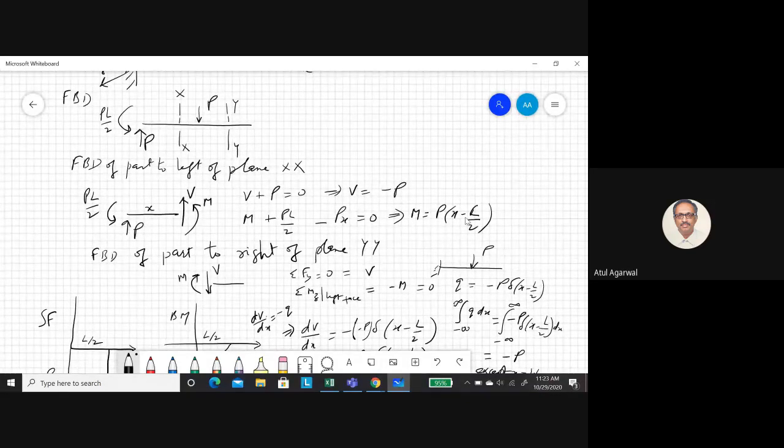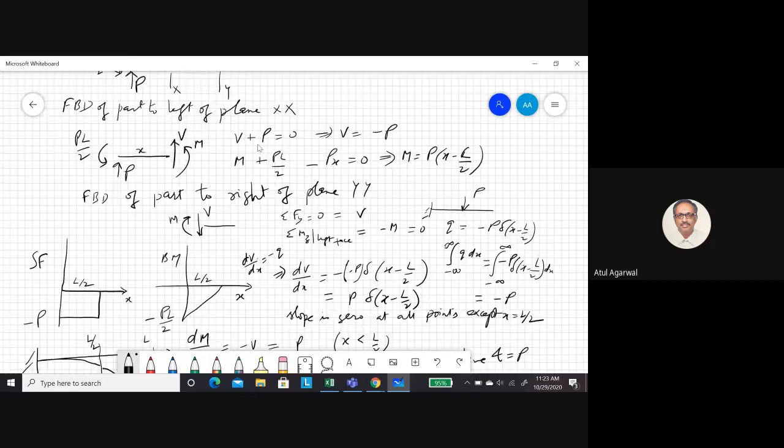Now if you take the free body diagram of the part to the right of plane YY, you see there is no external force on this part of the cantilever. So V and M will be 0. So nothing your left half has to do on the right half to maintain equilibrium. Since no force and moment are there on this part of the cantilever, nothing is required to be done. So sigma Fy is 0, V is equal to 0. Sigma Mz, if you draw, this is clockwise, minus M, it is 0.